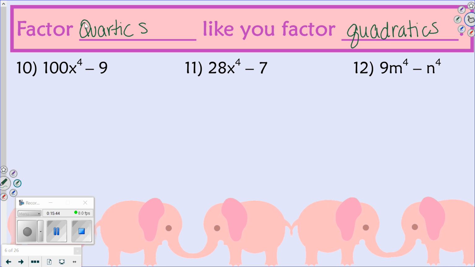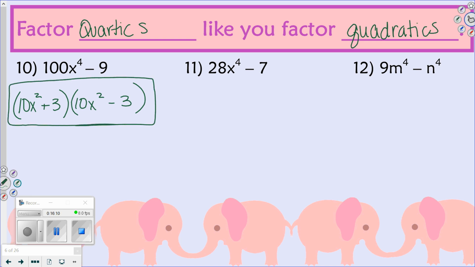So 100x to the fourth minus 9, are they both perfect squares? And a minus sign? Good. 10x squared plus 3 and 10x squared minus 3. Now, I always want to double check when I have those x squareds with a minus sign. Is that another perfect difference of squares here? No, 10 and 3 aren't perfect squares, so I'm okay to stop there.